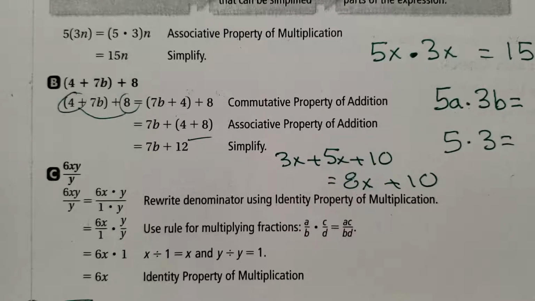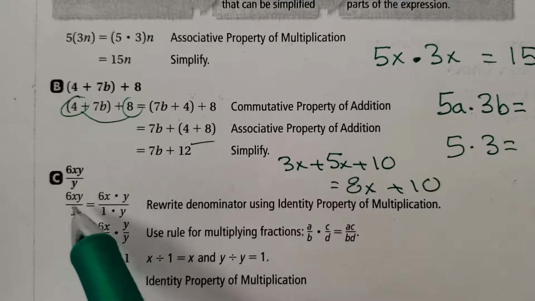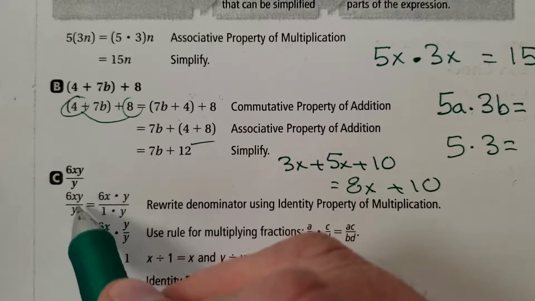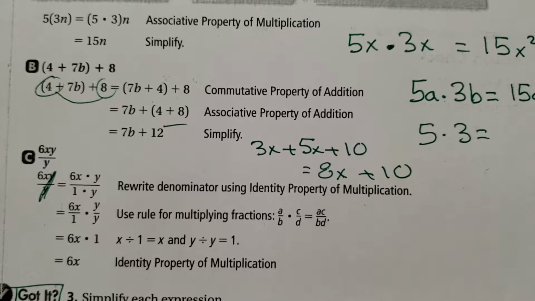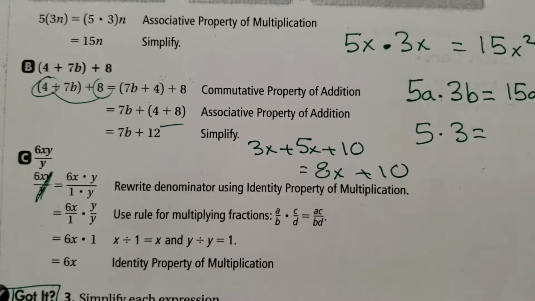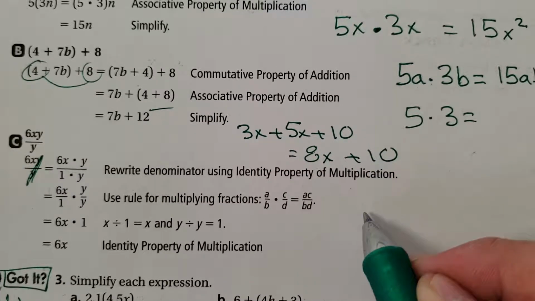They can completely cancel, just like numbers. If you have a y over y, I don't even write it all out. As soon as you see y over y, see you later. 6x would be the only thing that's left. Now, we'll get more into this in future lessons, but I might want to save this for later.